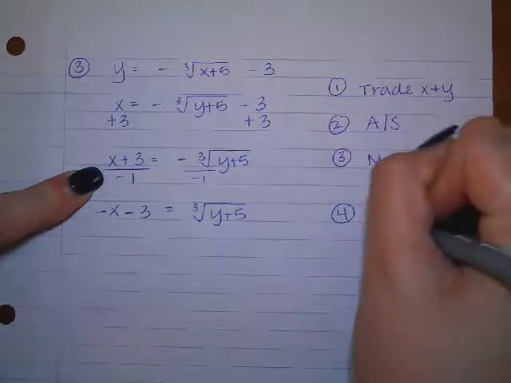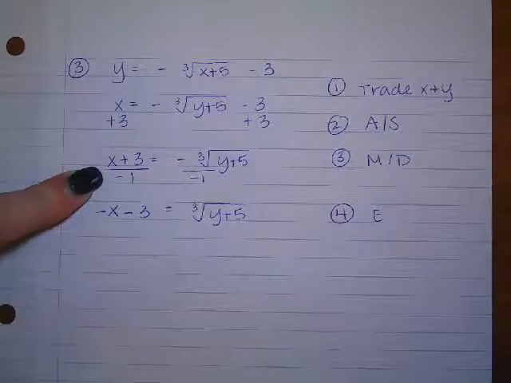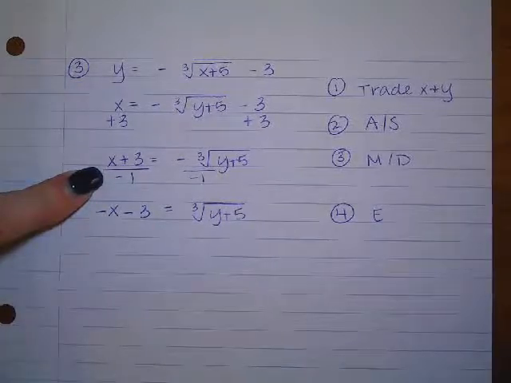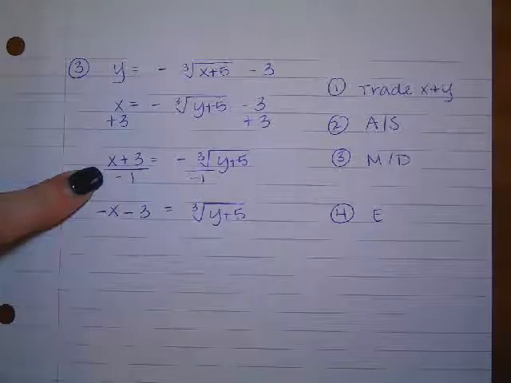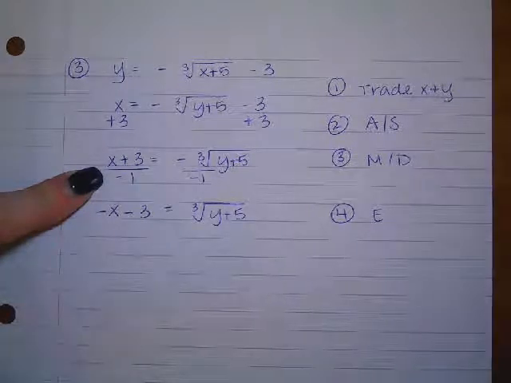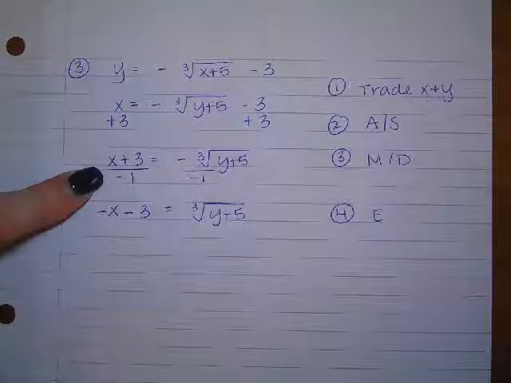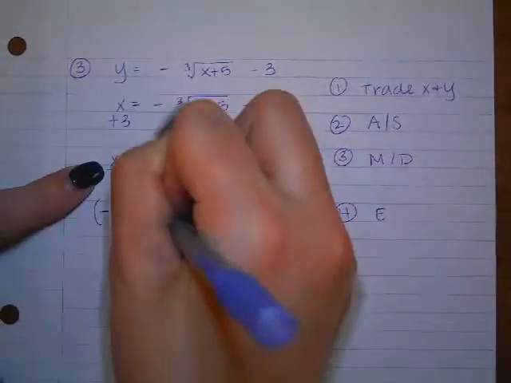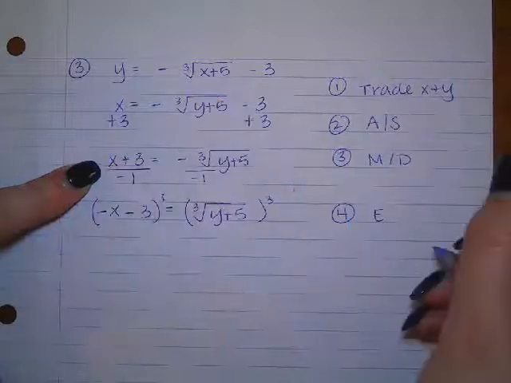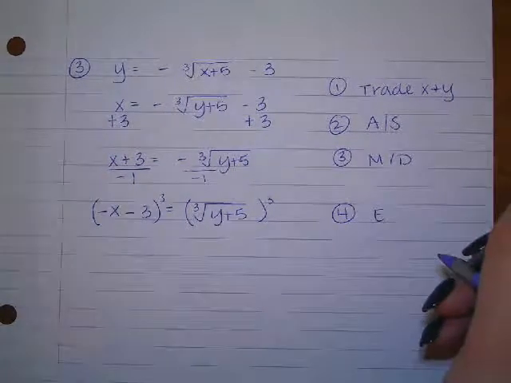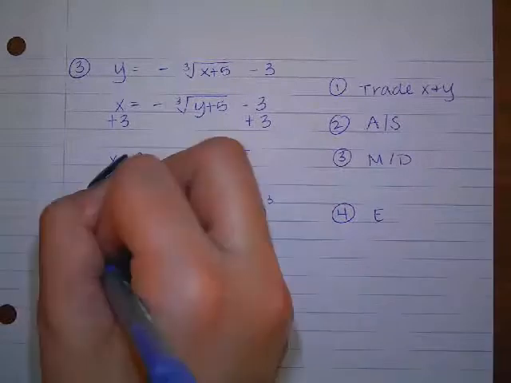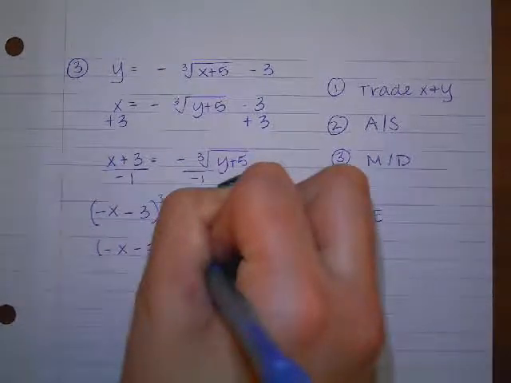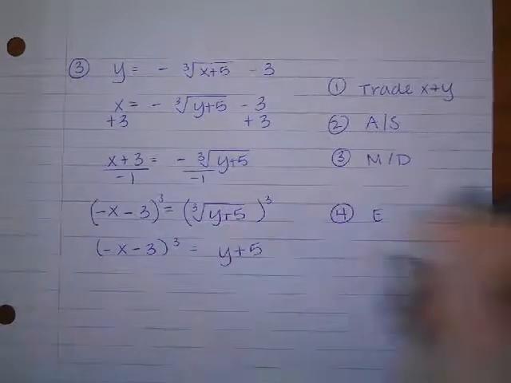My next step is to take care of any exponents I could see, or I can introduce an exponent if it could help me get rid of something. So I should cube it. It's a cube root. If I want to get rid of the cube root, then I should cube each side. So on this one, instead of getting rid of an exponent, we're introducing an exponent, and it's helping us out. So I have negative x minus 3 cubed equals y plus 5.